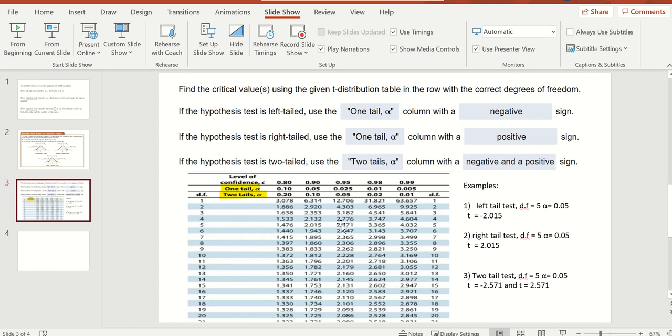Because it's a two-tailed test, there's going to be two critical scores. One of them is going to be the negative of that value, t equals negative 2.571, and the other would be t equals 2.571.